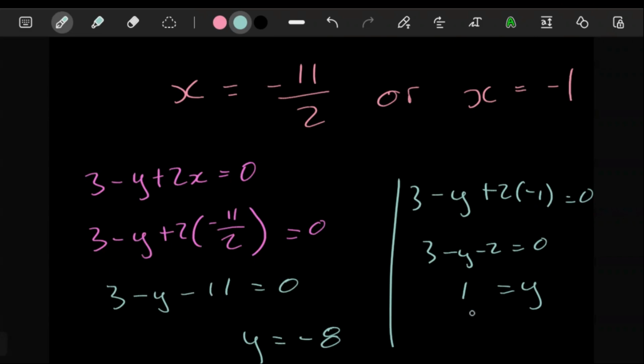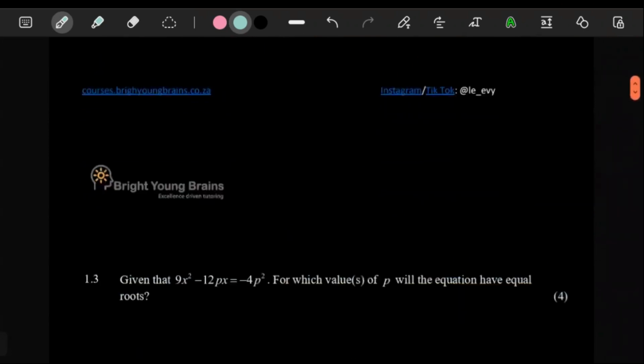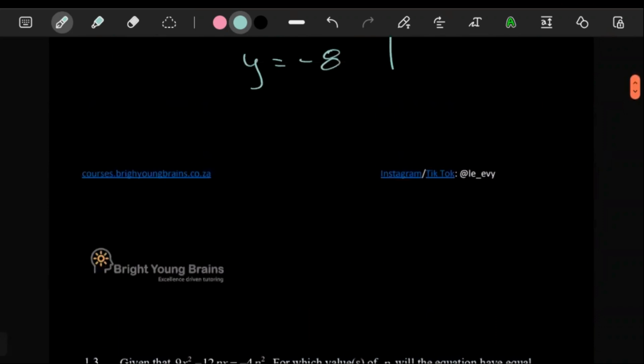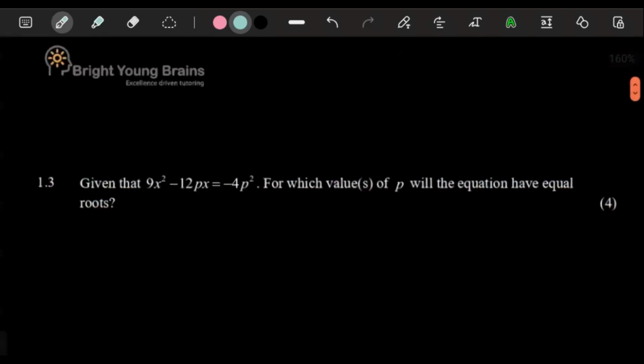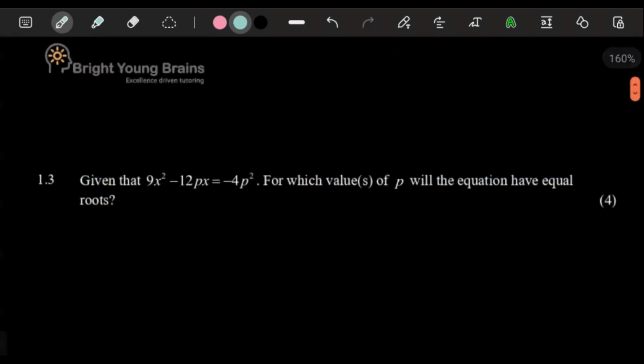So, we might as well just get them. So moving on to the next question. It's 1 point something. What is it? It's 1.3. 1.3 says, oh, it's a nature of roots question. Is it? Yep. It says, given that this equation is equal to negative 4p squared. Okay. For which values of p will the equation have equal roots?